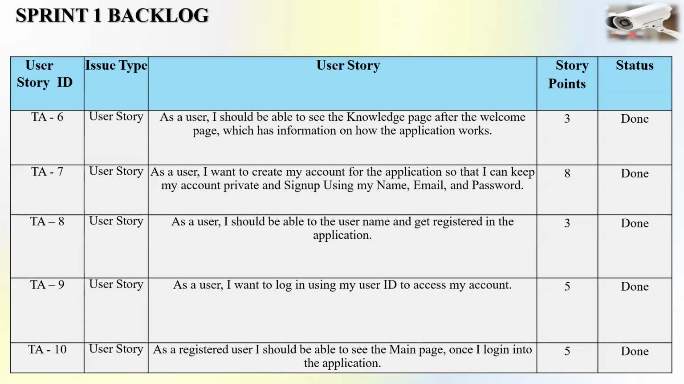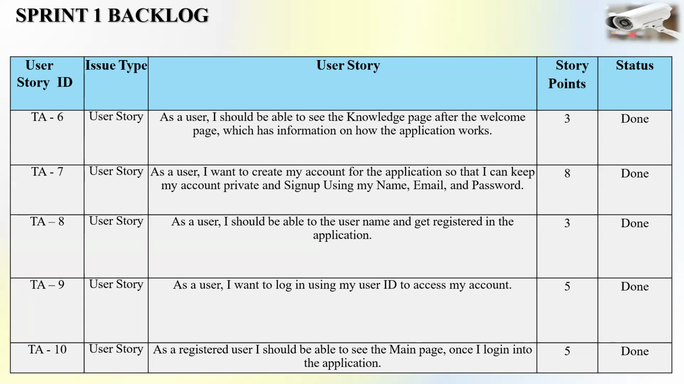So those points are, as a user, I should be able to see the knowledge page after the welcome page, which has information on how the application works. So for that, we have given 3 story points, and the status we have marked as done because we worked on that and we made that work. And as a user, I want to create my account for the application so that I can keep my account private, sign up using my name and email. So for that, we have given 8 story points, and that's working in our application so we have marked that as done.